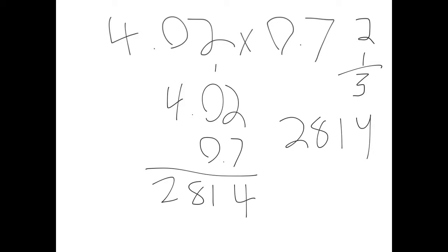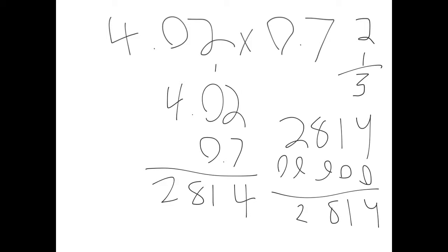Then you're going to want to do the zeros. Just do a placeholder and then 0, 0, 0. Just do all zeros. Then add all this up for 4, 1, 8, 2, 0. And then you're going to want to move your decimal place over 3 times. So 1, 2, 3. So the final answer is going to be 2.814, or 2 and 814 thousandths.